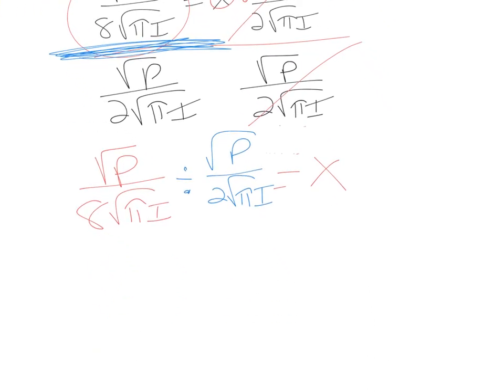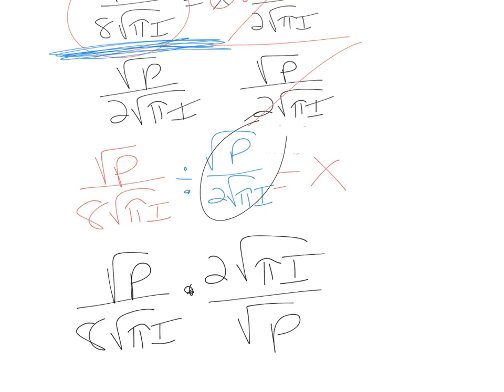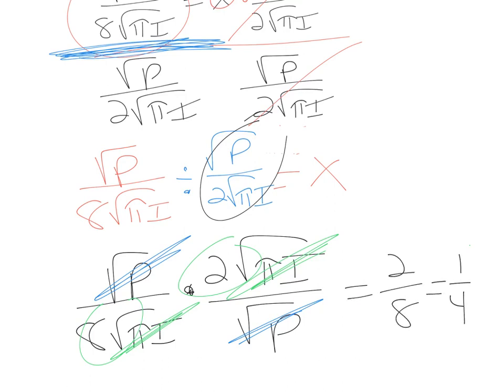And then when you divide fractions, we keep the first one. So we have radical P over 8 radical pi I. Change the division to times. Multiply by the reciprocal, 2 radical pi I over radical P. And now all this mess that we've been writing over and over again, the radical P's cancel, the radical pi I's cancel. You just basically have 2 over 8, which reduces to 1/4. So remember the question said the distance is what fraction? There you go. There's your fraction 1/4, or answer choice A.